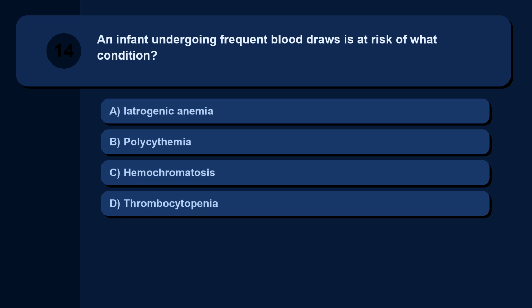Repeated blood collection reduces total blood volume, especially in infants, leading to anemia caused by medical intervention.